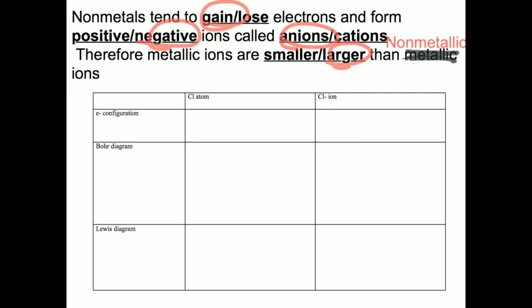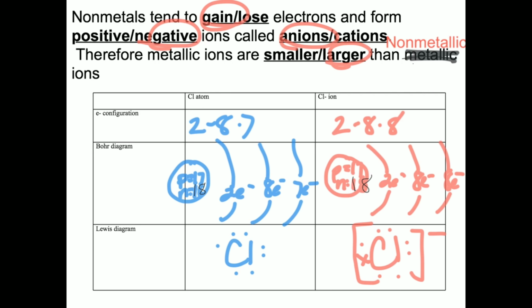Let's look at an example of chlorine. Here you can see how a chlorine atom must gain 1 electron to form a chloride ion. The nucleus gets no stronger as the nucleus remains a positive 17. So a positive 17 has less pull over 8 negatives than it does over 7. So as we gain electrons, we gain radius.